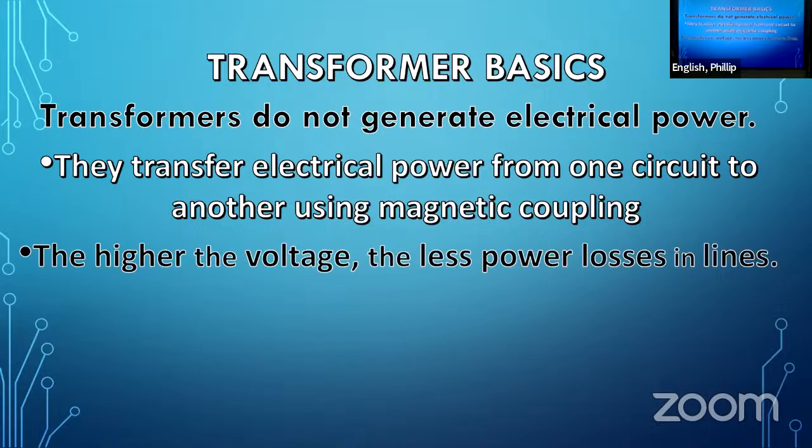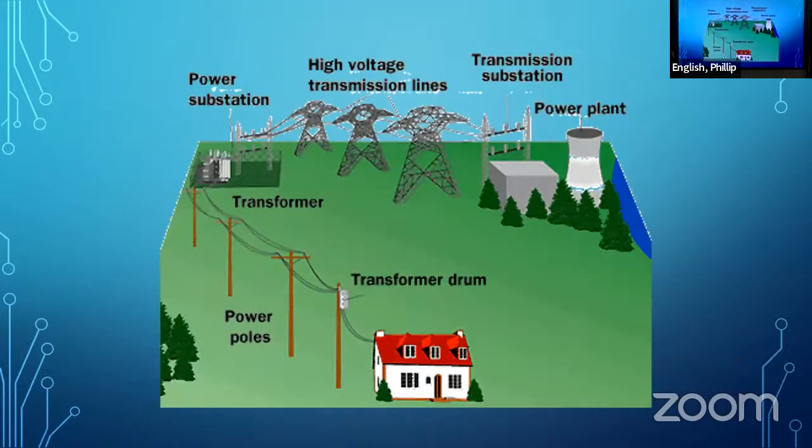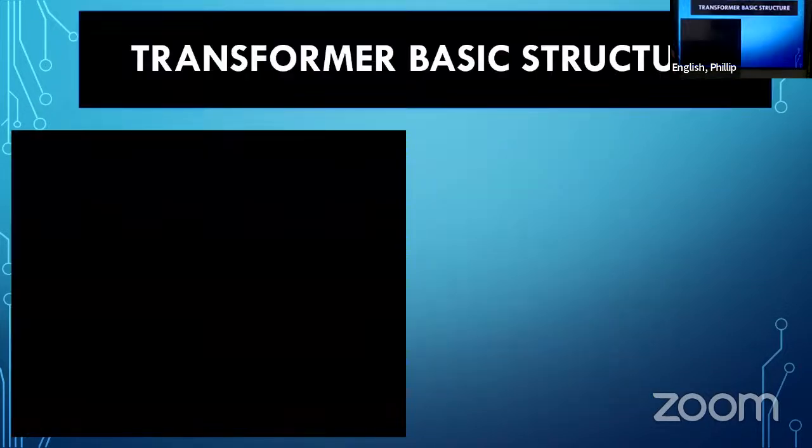The reason we increase the power from the generating stations is because the higher the voltage, the less power losses in lines. But of course, you can't have that amount of power coming to your home. So transformers increase the voltage produced by the power generators and then back the voltage down before it gets to your home or business. There's a depiction of it.